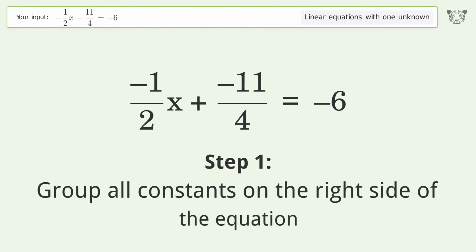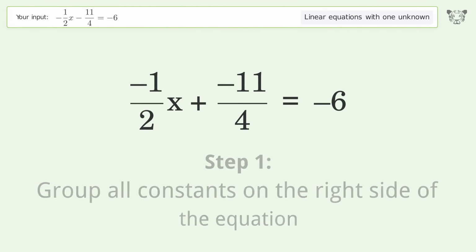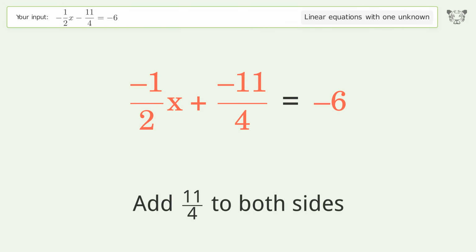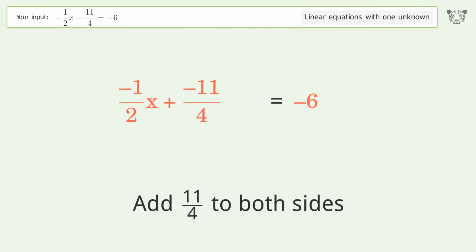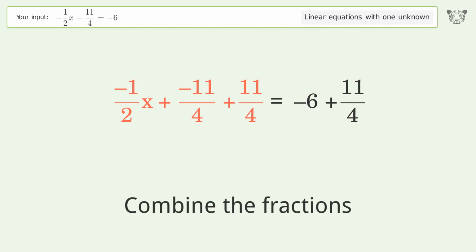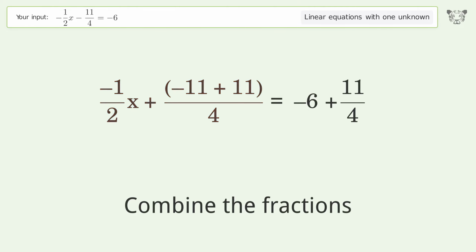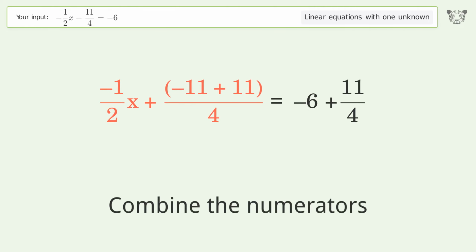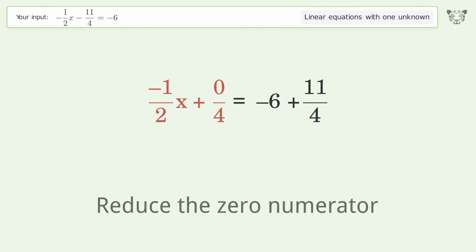Group all constants on the right side of the equation. Add 11/4 to both sides. Combine the fractions. Combine the numerators. Reduce the zero numerator.